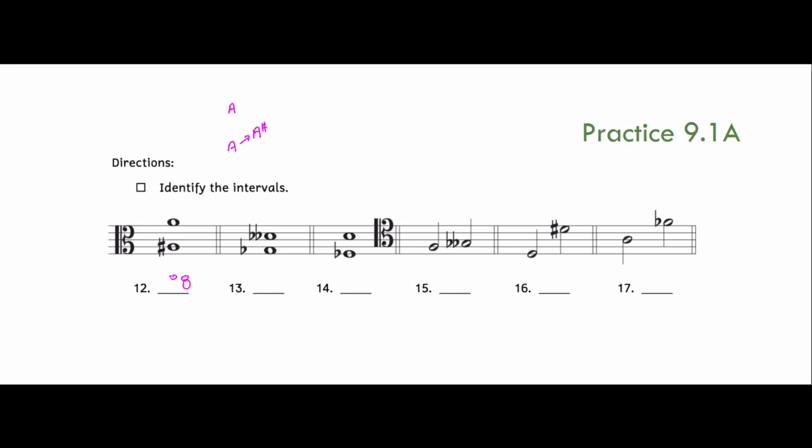Number 13. I know that G flat to D flat would have been a perfect fifth, but the top note D flat is lowered, making it smaller, so this is a diminished fifth.